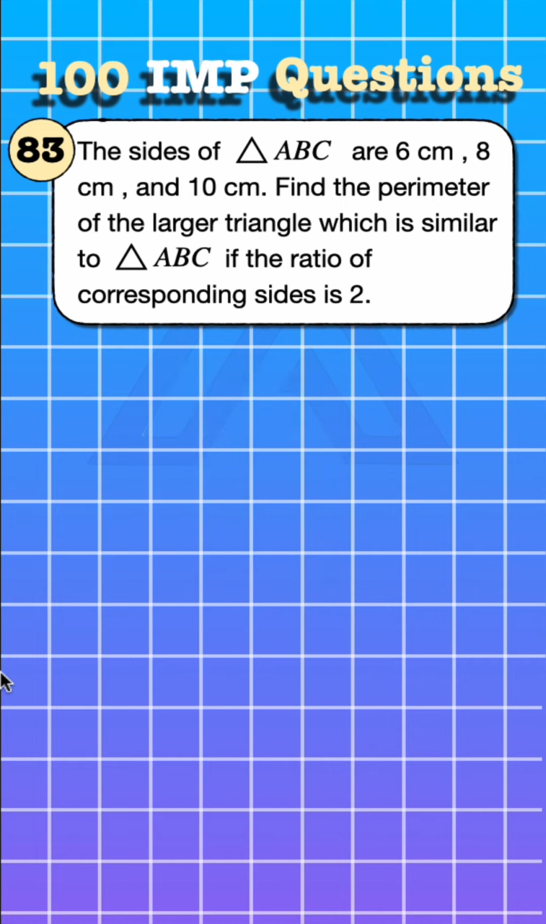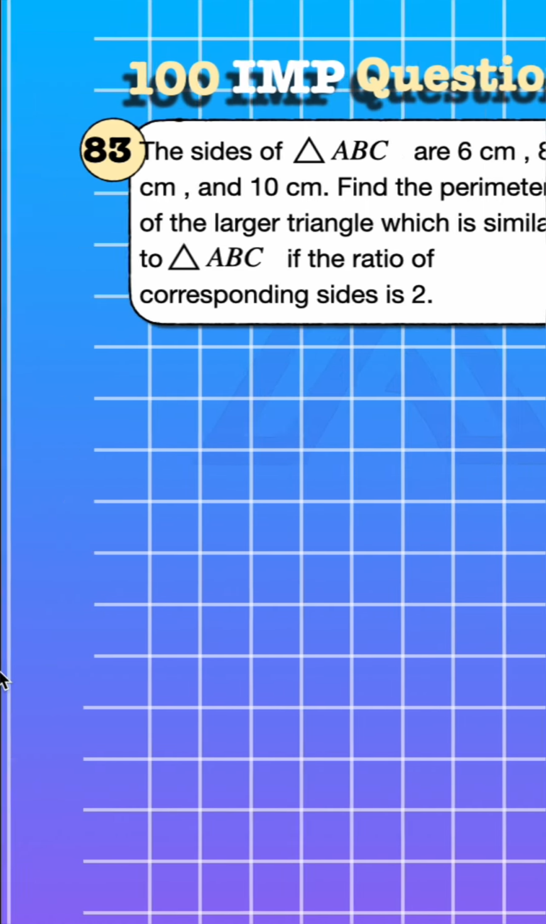Question number 83. The sides of the triangle ABC are 6 cm, 8 cm and 10 cm. Find the perimeter of the larger triangle which is similar to the triangle ABC if the ratio of the corresponding sides is 2. Let's start.